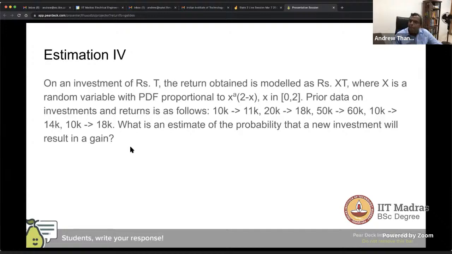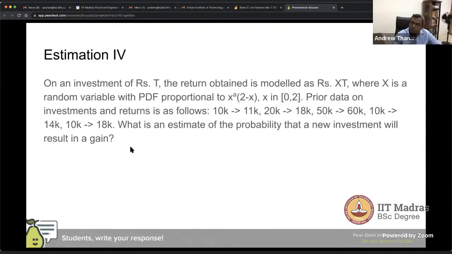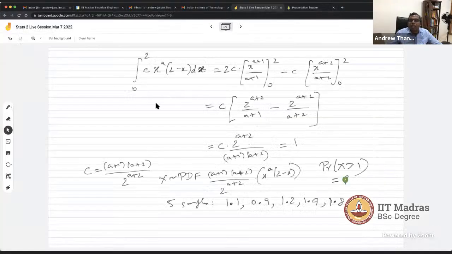Is that okay? So this probability of x greater than 1, you will get some function of a, isn't it? I don't know what it is, but some 2^(a+2) terms will be involved. What you can do is find a from the samples and then plug it into the expression for the probability of x greater than 1 and get an answer. That's one possibility. Those kinds of things are called plug-in estimators.